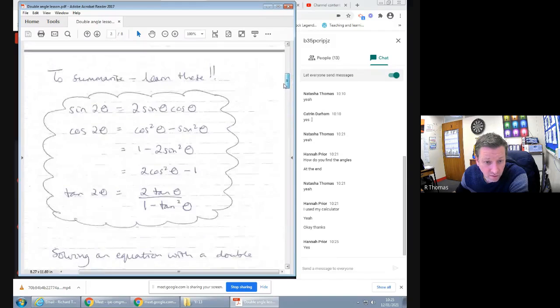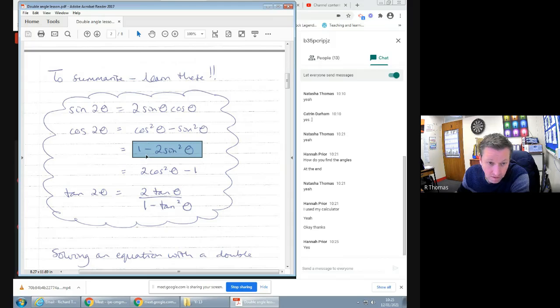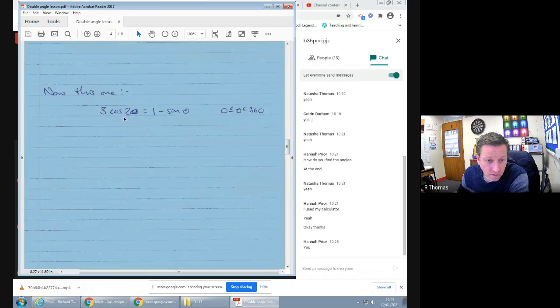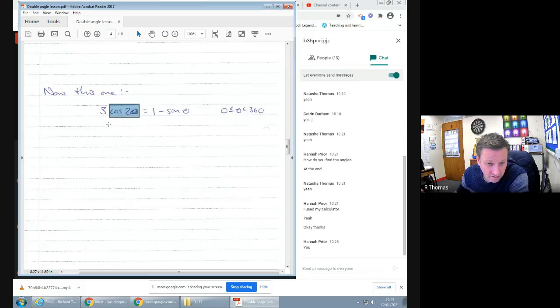So the sine squared one that you will learn off by heart is cos 2 theta is 1 minus 2 sine squared theta. Right, it's 1 minus 2 sine squared theta. If I scroll back down to the question, swap this in brackets for 1 minus 2 sine squared theta. Multiply out the bracket, tidy it all up, so you get a quadratic.